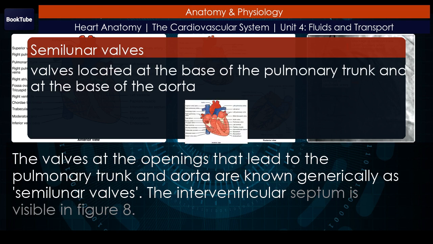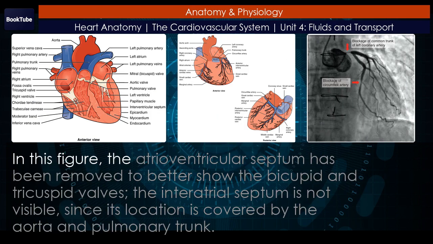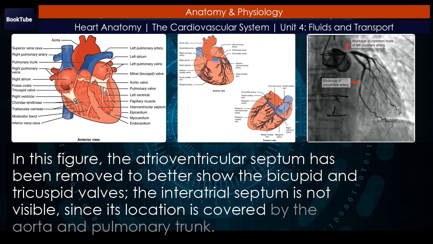The interventricular septum is visible in Figure 8. In this figure, the atrioventricular septum has been removed to better show the bicuspid and tricuspid valves. The interatrial septum is not visible, since its location is covered by the aorta and pulmonary trunk.